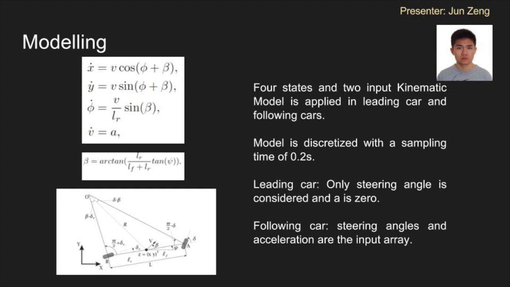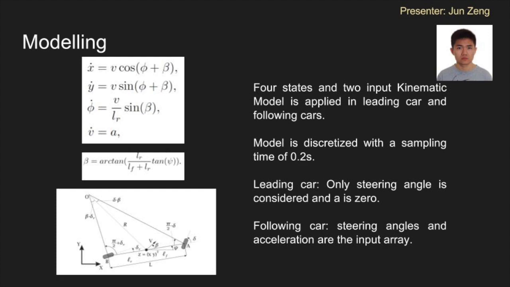The first step of our project is to use a simplified kinematic bicycle model to simulate our system. There are four states: the coordinates of the vehicle x and y, velocity v, and the angle of the current velocity with respect to the longitudinal axis of the car, which is called phi. There are two inputs: one is the acceleration and the other is the steering angle. They are called A and C separately.